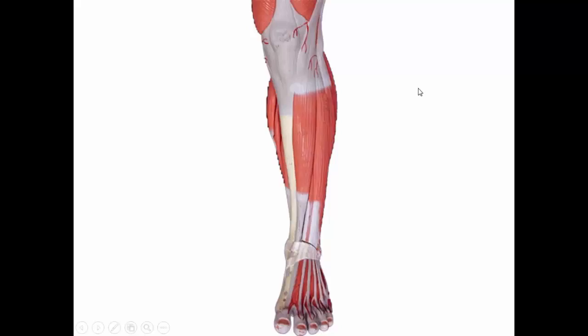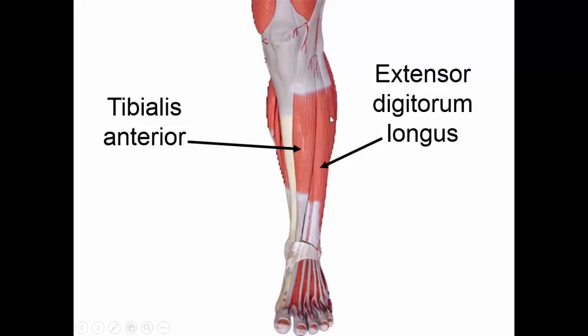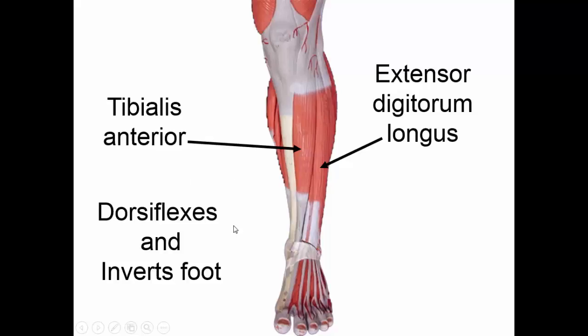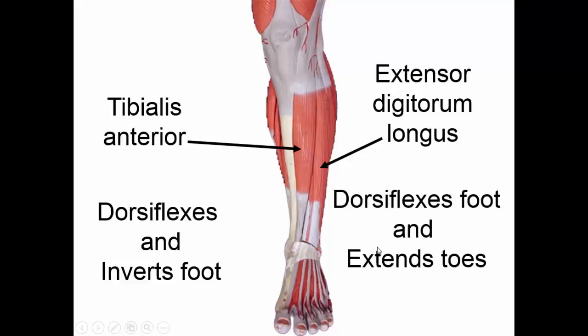Here you see the lower leg. You'll remember that this bone is called the tibia. So this muscle right in front of the tibia is the tibialis anterior. Next to it we have the extensor digitorum longus. Notice how these tendons go to all of the toes. The tibialis anterior is involved in dorsiflexing the foot and inverting the foot, turning it inward. The extensor digitorum longus dorsiflexes the foot as well, and this one extends the toes.